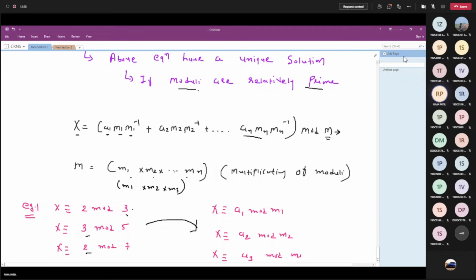Finally, I have to find what? The value of x. X is one variable for which I should have the solution. And how can I have a unique solution? If my 3, 5 and 7 are relatively prime. So by seeing only I can say that yes, these are relatively prime. So I will be having the unique solution for these equations. Agree with this?